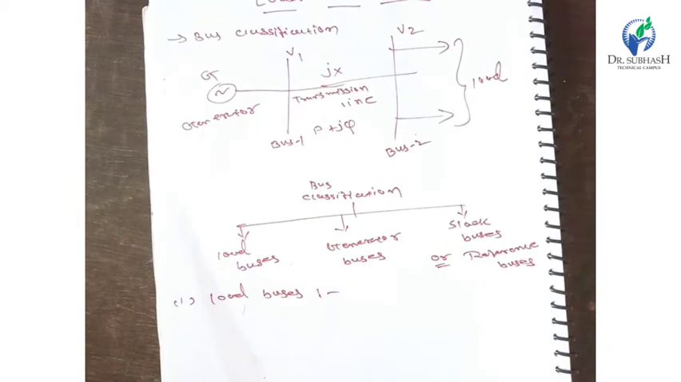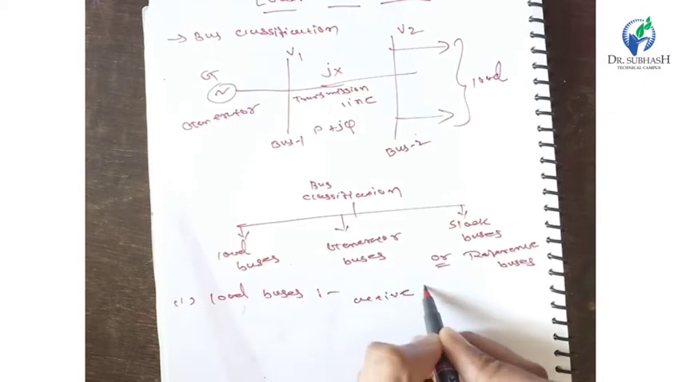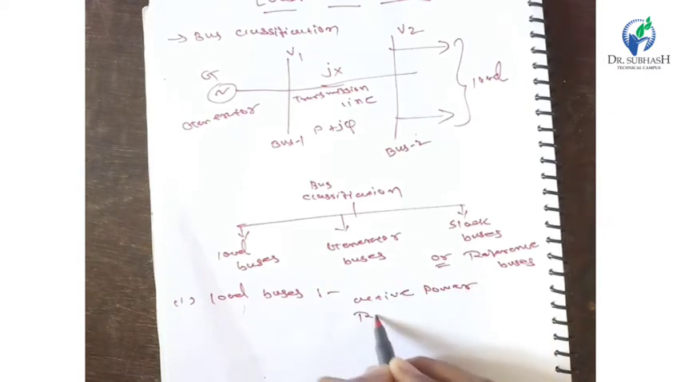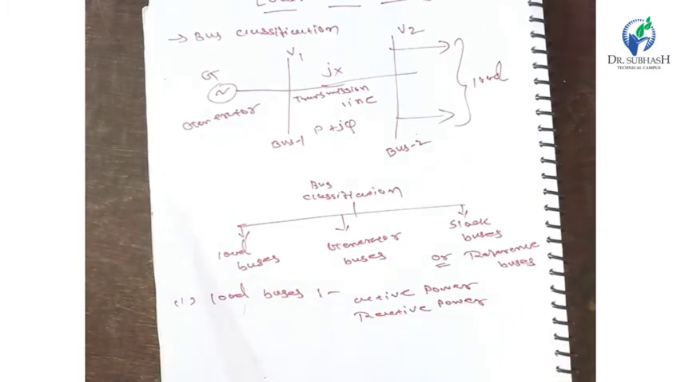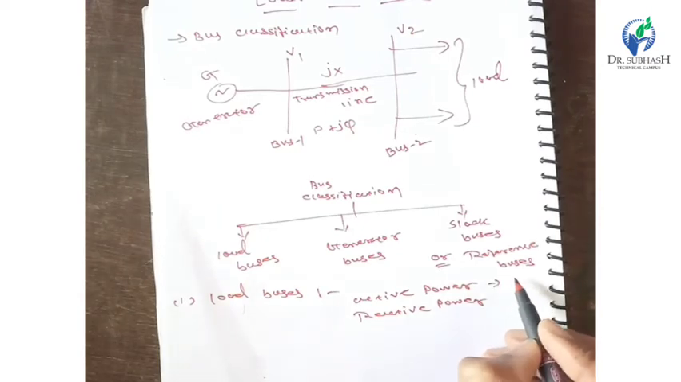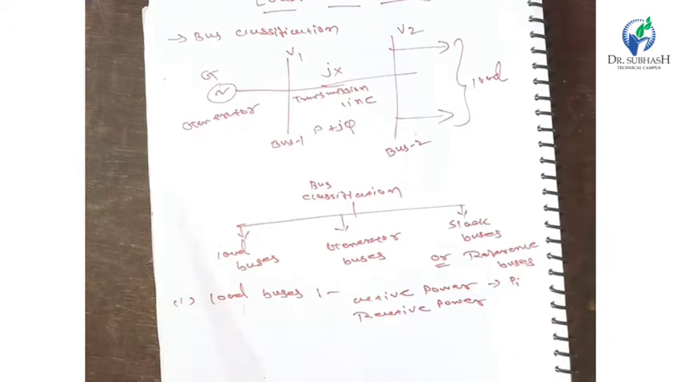We know that the bus at which the active power and reactive power are specified is known as a load bus. Generally, active power and reactive power are obtained through the load buses. The symbol for active power is P suffix I, and the symbol for reactive power is Q suffix I. So load buses are those at which both active power and reactive power are specified.